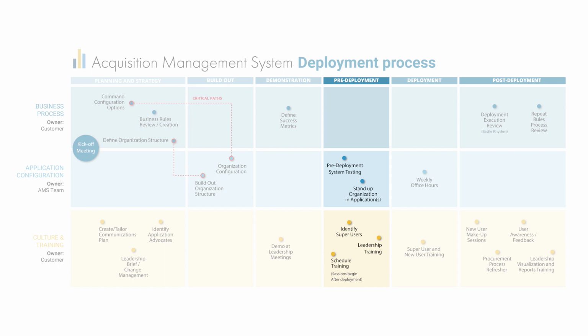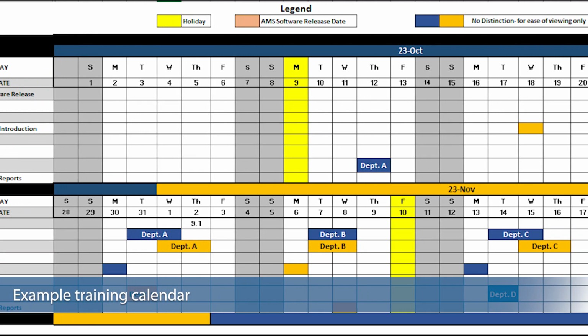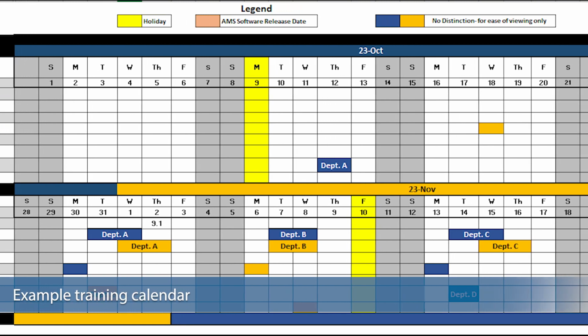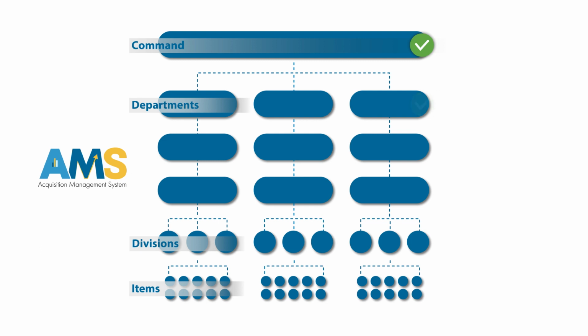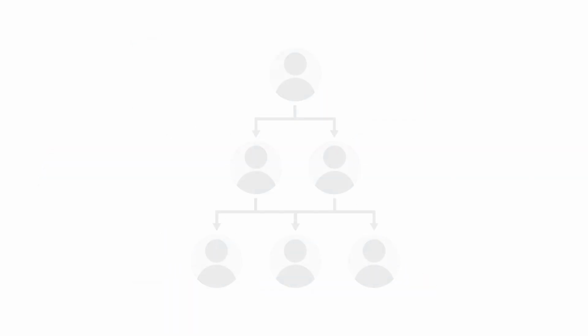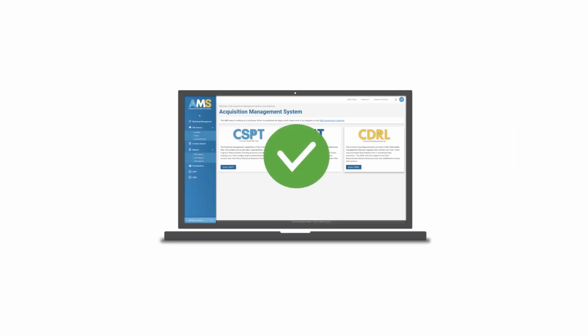Pre-deployment consists of drafting training schedules, and for larger organizations, selecting the order in which those locations or parts of the organization will be trained. It also encapsulates verification and validation testing of your organizational structure as represented in the tool. We will also identify your tool administrators or super users. We'll conduct leadership training and pre-deployment testing to ensure organizational structures, file formats, and etc. are accurate.